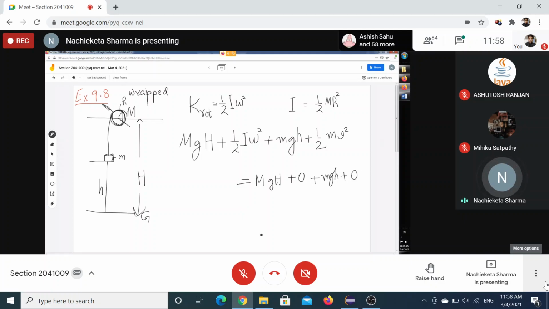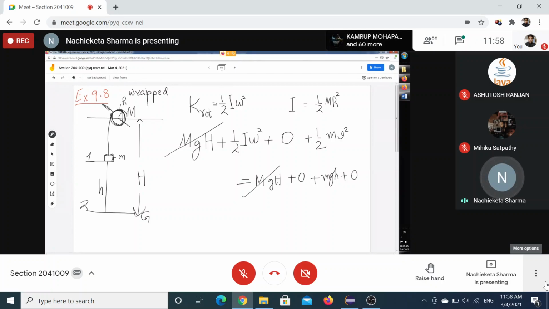This is the initial total mechanical energy of the system, because the potential energy of the big cylinder remains the same, it is not moving down or up. So mgh gets cancelled. Oh no, sorry, finally this will not be mgh, because it will fall on the ground. When it falls on the ground, its potential energy is 0. So our initial position is this one, and the final position is this one. We have applied the conservation of energy to point 1 and point 2.